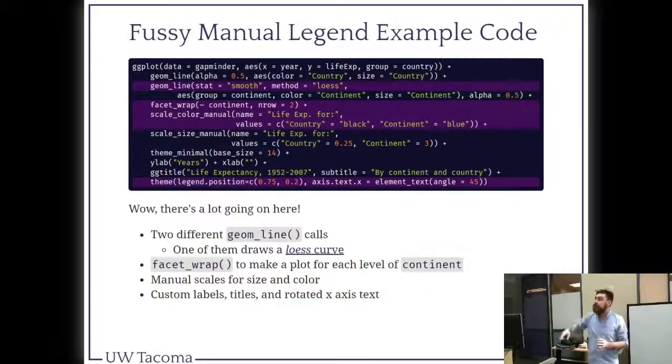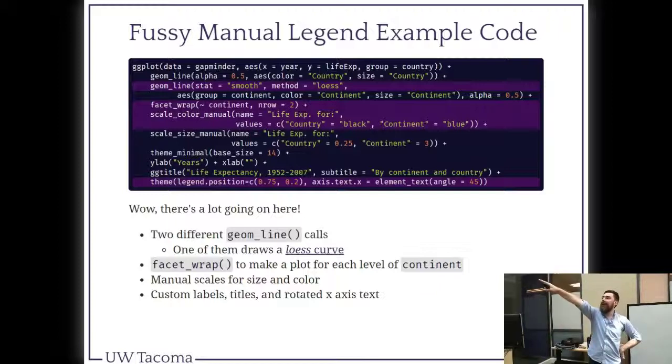I say here, take my ggplot, data is going to be gapminder. My x-axis is going to be year, my y-axis is life expectancy. I'm going to group my observations by country. I have two different geom line calls. I have one line that's 50% transparent. Its aes is going to be color equals in quotes country, size in quotes equals country. I'm going to create my own special country scale here in a minute.